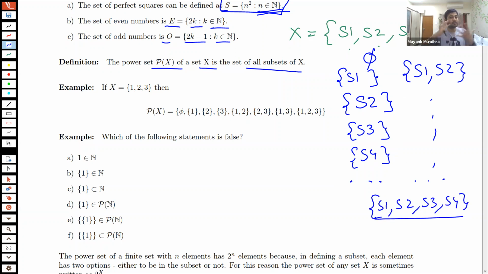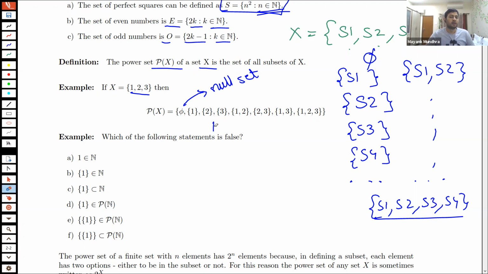So all the different possibilities for me to pack my luggage in, they all represent the power set of X. The power set of X is the set of all subsets of X. So if X is just {1, 2, 3}, the power set of X will be the null set, which is the empty set, then only {1}, only {2}, only {3}. So I cannot write this as 1.